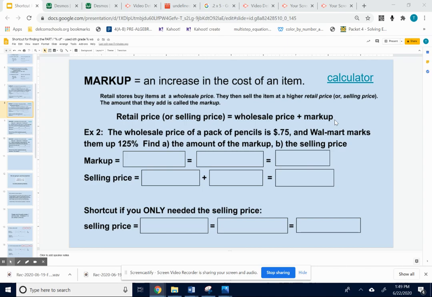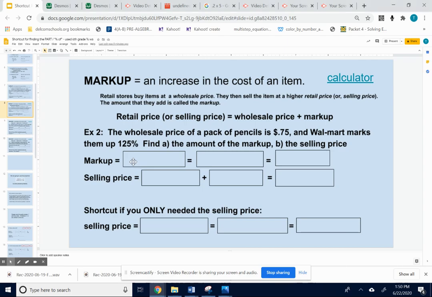Let's just look at this problem. The wholesale price of a pack of pencils is 75 cents. That means Walmart pays 75 cents for these pencils, and then they mark it up 125% before they sell it to you. Find the amount of the markup and the selling price.